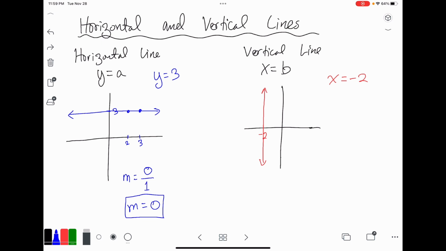Now, vertical lines are very strange because notice that there's now no run. So let's take, for example, that we wanted to find the slope between these 2 points on this vertical line. So notice that the rise is 1, but the run is 0. Now, dividing by 0 is actually a mathematical contradiction. Dividing by 0 will always give you an undefined answer. So this is very strange, but a vertical line will always have an undefined slope.